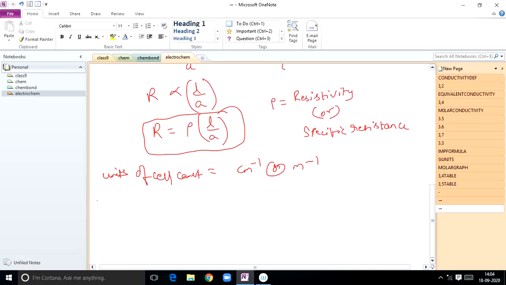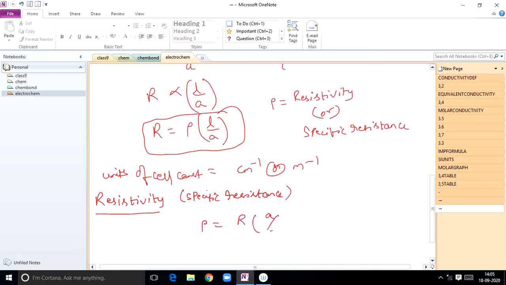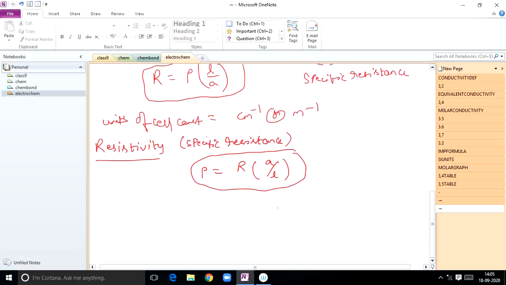So next term we have to discuss is resistivity. What is meant by resistivity? Or you can call it specific resistance. From the above formula you can write rho is equal to R into A by L, right? This is the formula for calculating specific resistance or resistivity. How can you define this? It is defined as the resistance of a conductor.